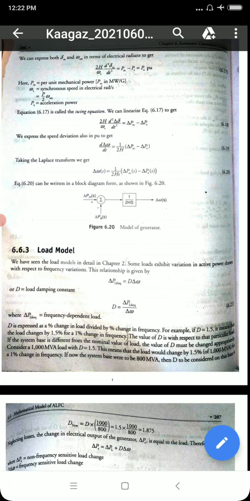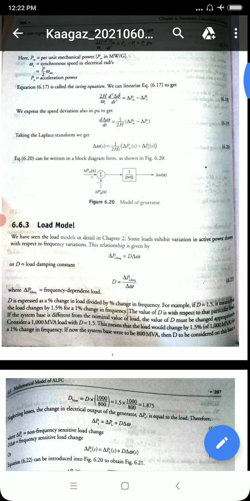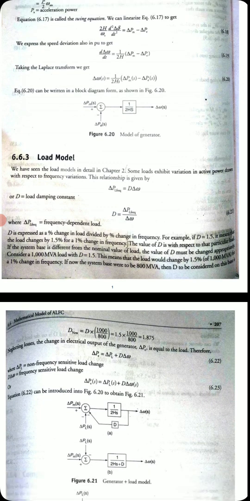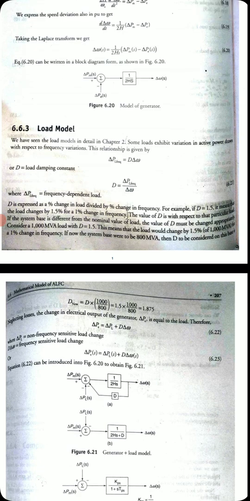So considering a 1000 MVA load with D equal to 1.5, this means the load would change by 1.5% of the 1000 MVA for a 1% change in the frequency. Now, if the system base were changed to 800 MVA instead of 1000 MVA, then D new is calculated as D new is equal to D into 1000 by 800, which is nothing but 1.875. That is the new D.